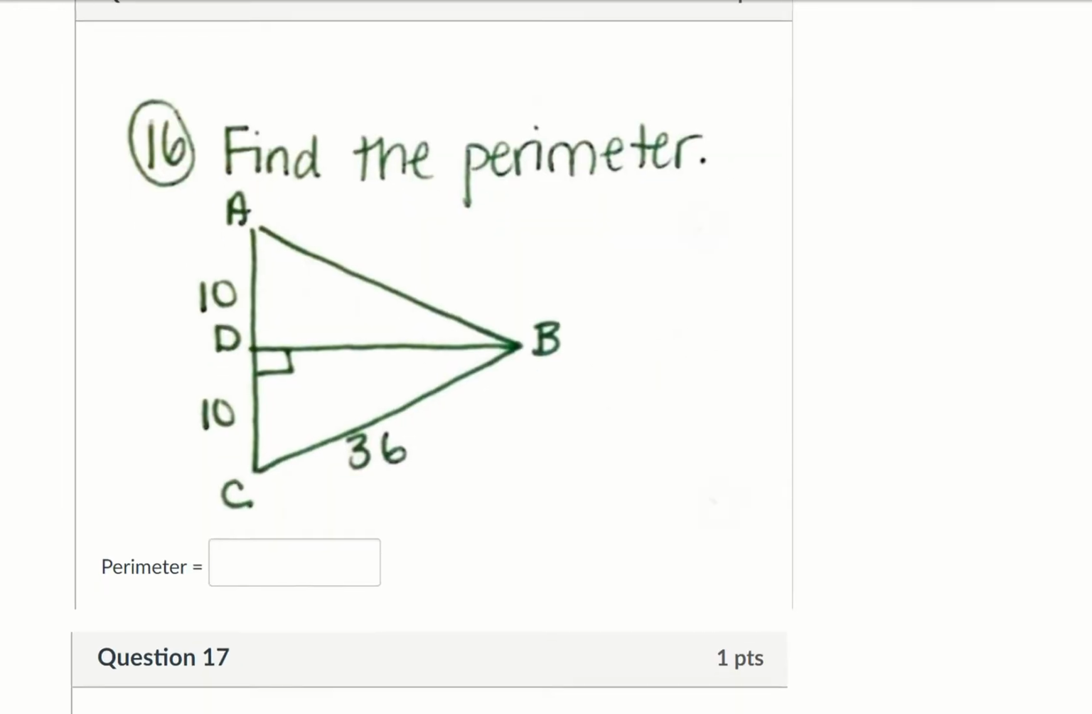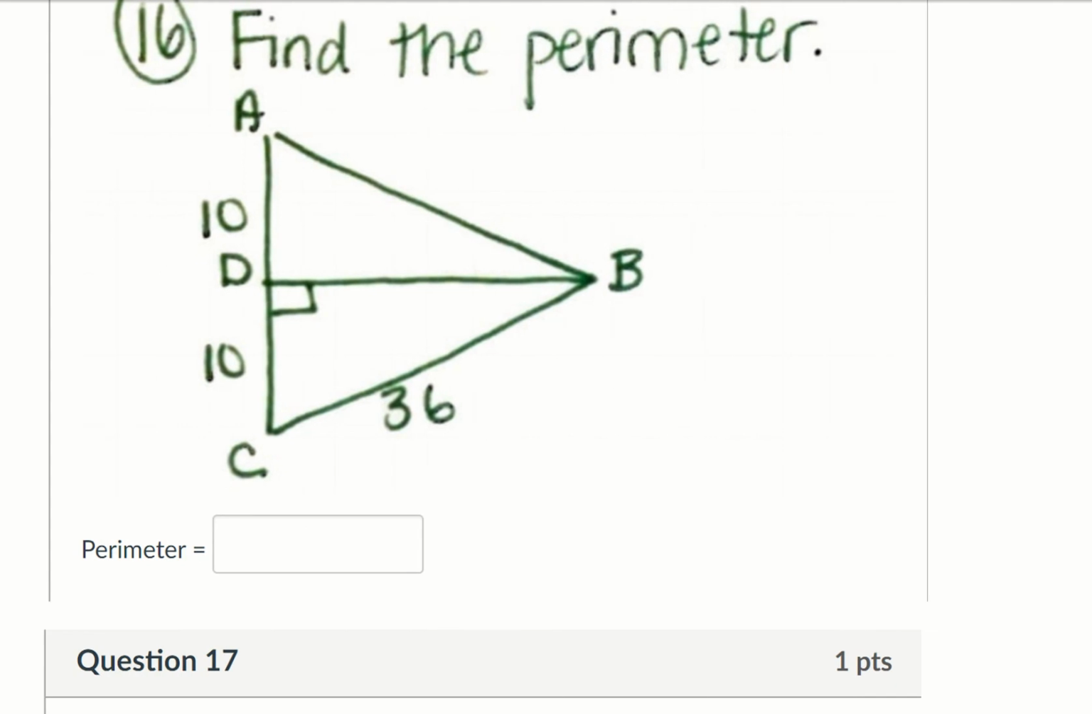All right, question 16. Find the perimeter. So perimeter is when you add up all the sides. So we're going to add up all the sides here, but we don't know what this side is here. However, we technically do, because we know that BD is a perpendicular bisector. We know that because this is a right angle here and here, and these are the same, 10 and 10. And therefore, if we're on a perpendicular bisector, the distance from the point on the bisector to each of the endpoints on this line segment is the same. So if that's 36 there, this is 36.